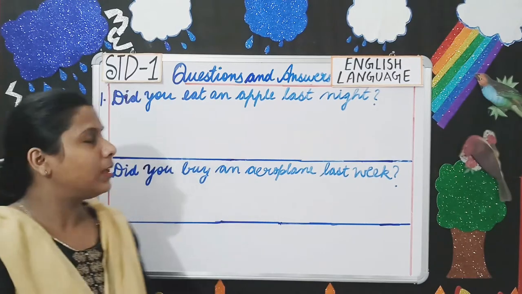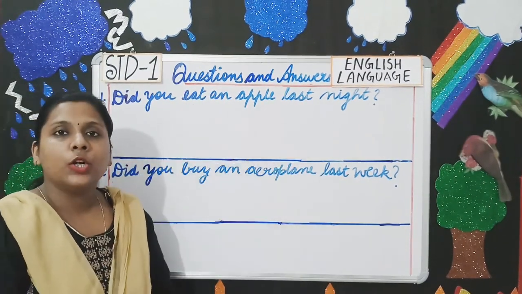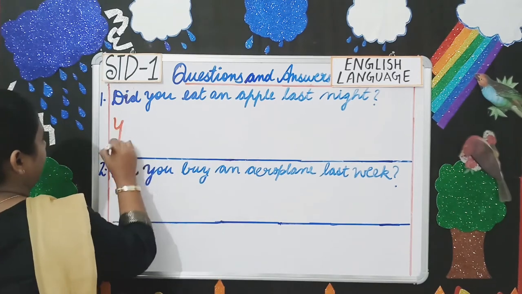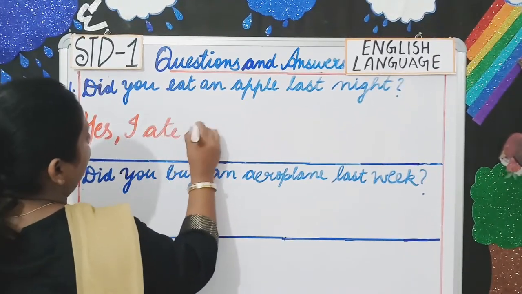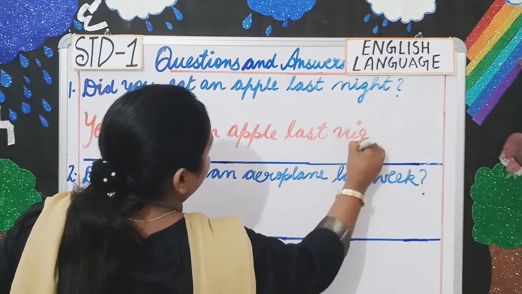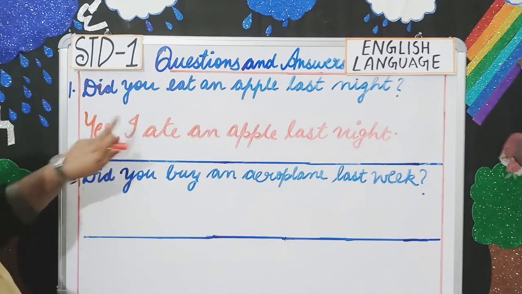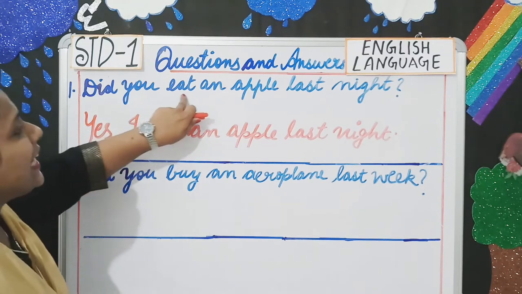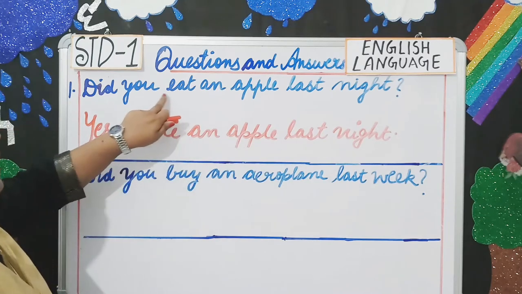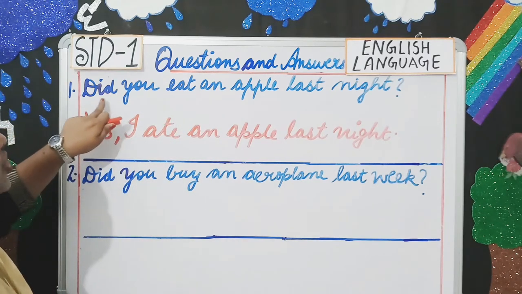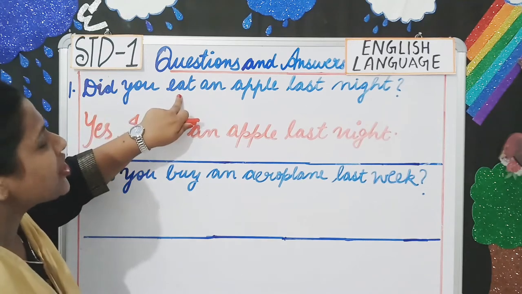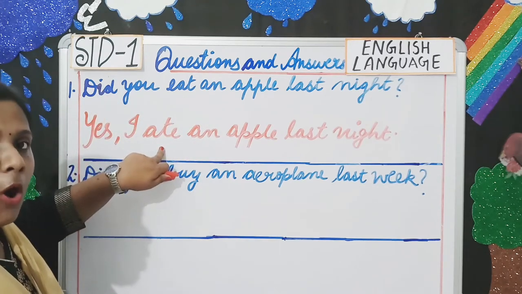The next question is, did you eat an apple last night? So you have to write, yes, I ate an apple last night. So what are we doing here? You is changing into I, and this eat, you have to write the past form of eat, that is ate. Whenever the question will begin with did, you have to change the verb into past tense. Clear, students? So here, did. So you will change it to ate, which is the past form of the verb eat.